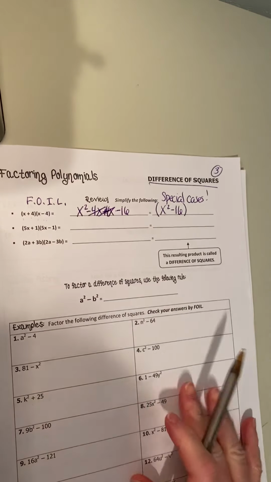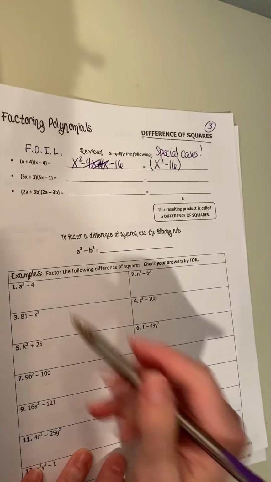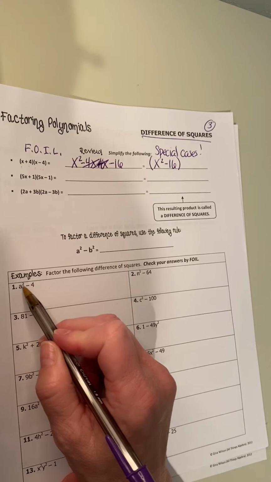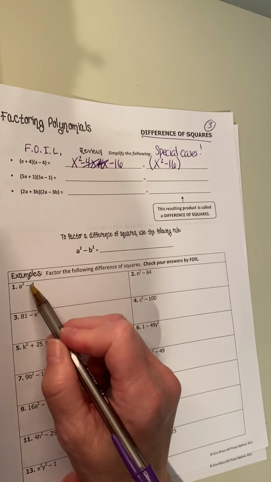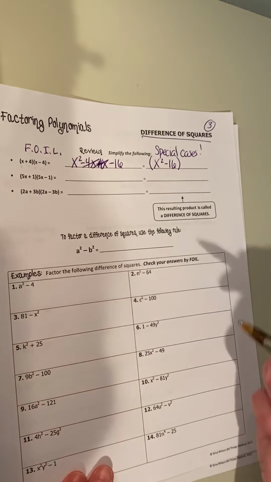So if you see a problem like this and they ask you to factor it, I'm going to go down to number 1 real quick. If they ask you to factor a squared minus 4, well, a squared is a perfect square because that exponent is a 2. And 4 is a perfect square. So I can square root it. And then this has to be a negative sign in order to be able to use this process.